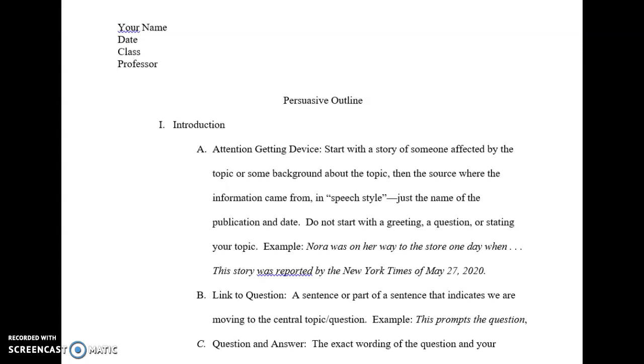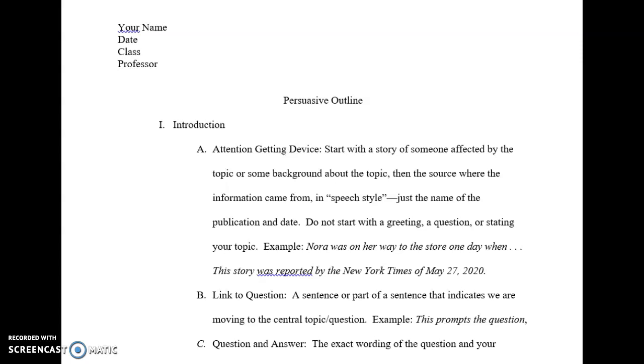So this document that I'm going over right now is actually going to be completely available to you, and you don't have to recreate it. You can just type in it itself. All right, so I would recommend developing the body of your speech before you develop the introduction.